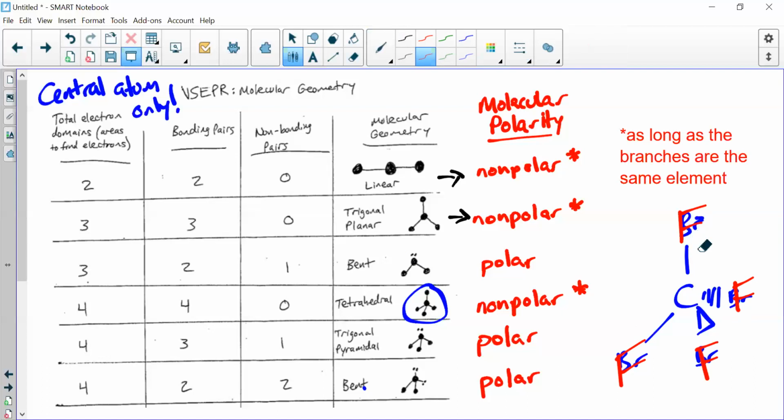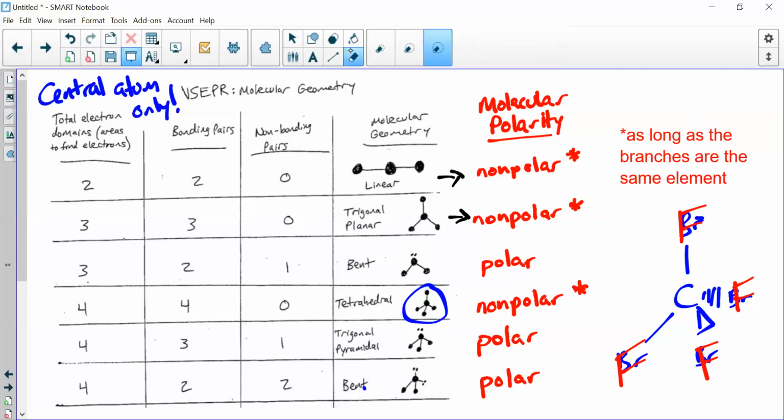However, because it is pulling perfectly evenly, it cancels out. This would be like, imagine a tug of war with 4 teams pulling on the same thing in the middle, and each team is perfectly equally strong. That center point's not actually going anywhere. It's perfectly balanced, and for this reason, the entire thing is nonpolar.